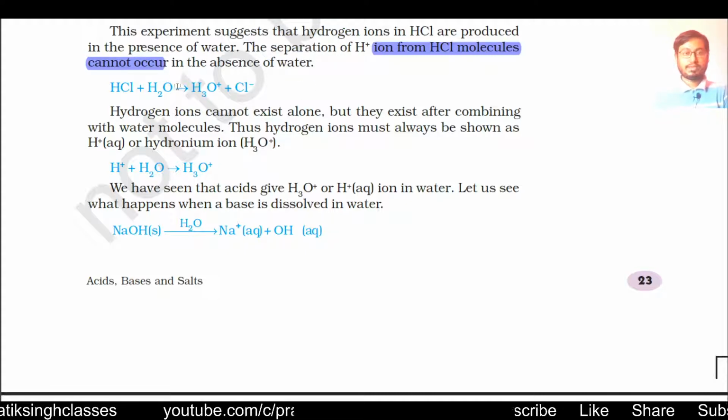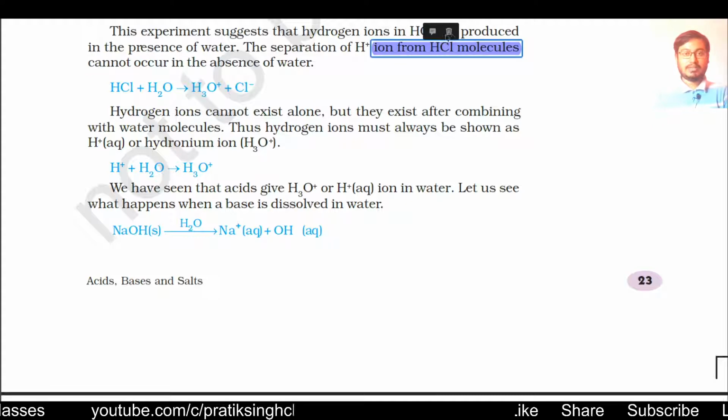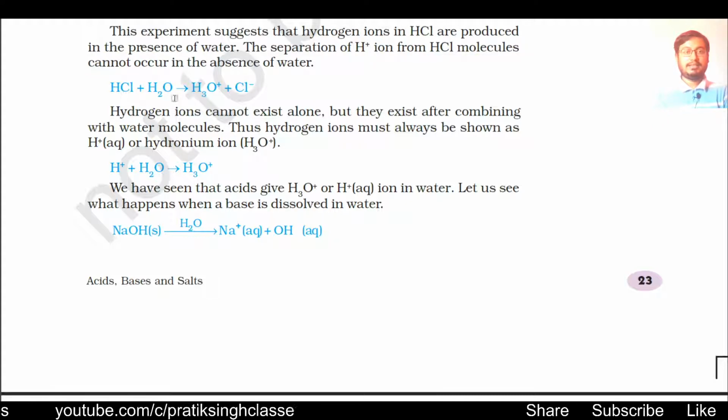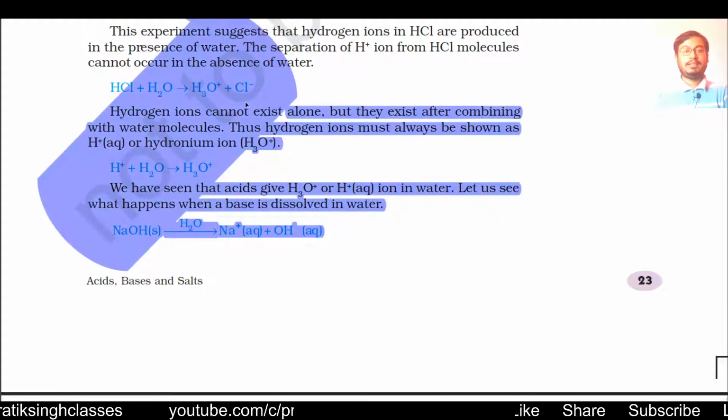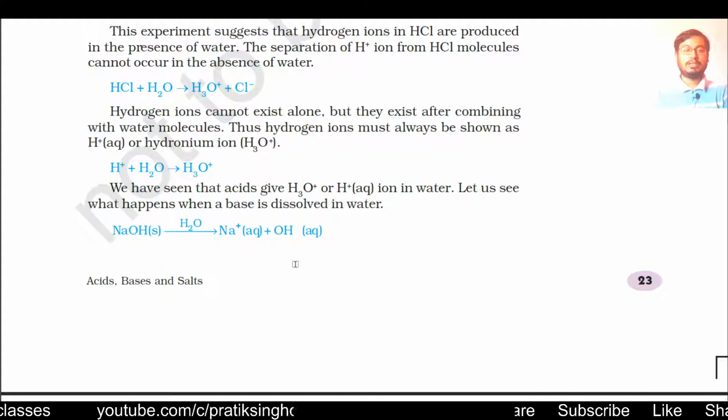So here in the equation it is given. How does it happen? HCl plus H2O makes H3O plus Cl minus. Hydrogen ion cannot exist alone. It is very reactive, and that is why it cannot exist alone, but exists after combining with water molecules. That is, H plus plus H2O is equal to H3O plus.